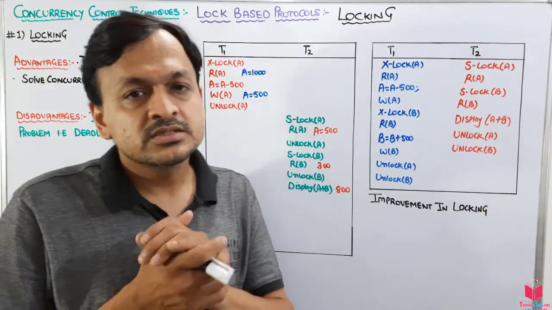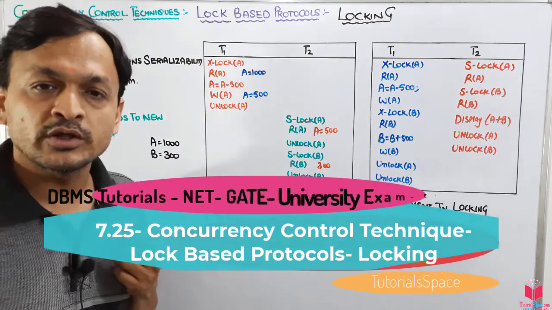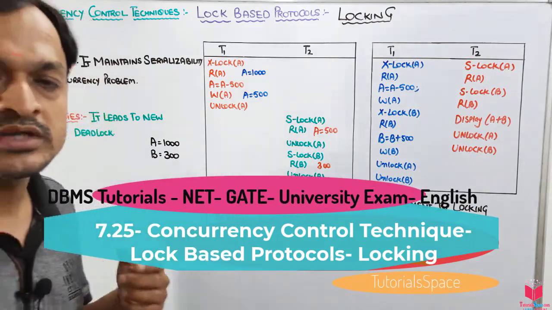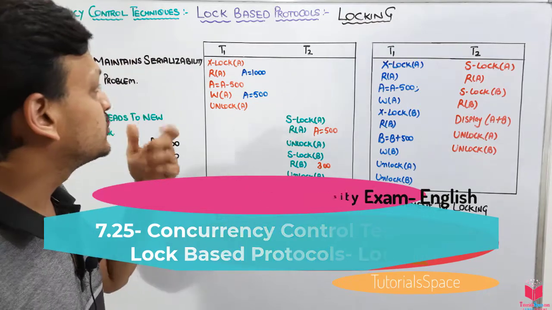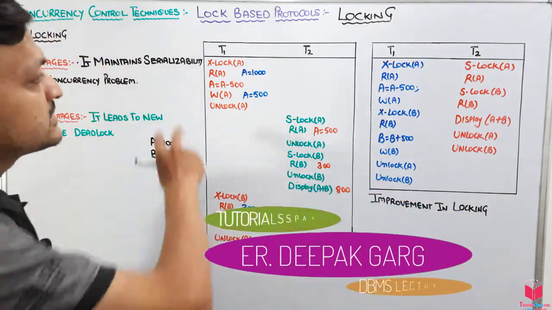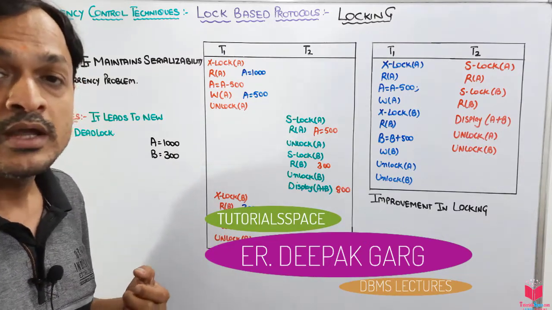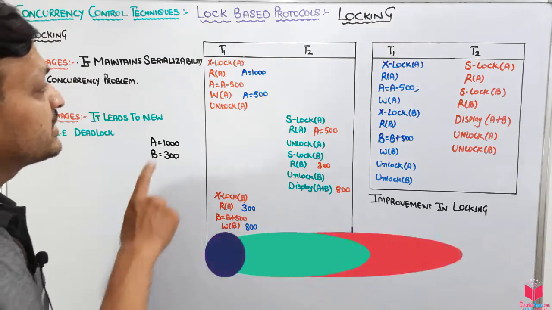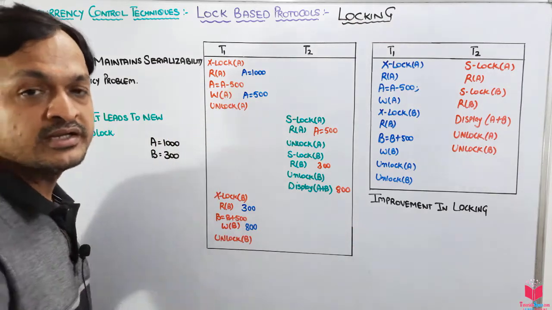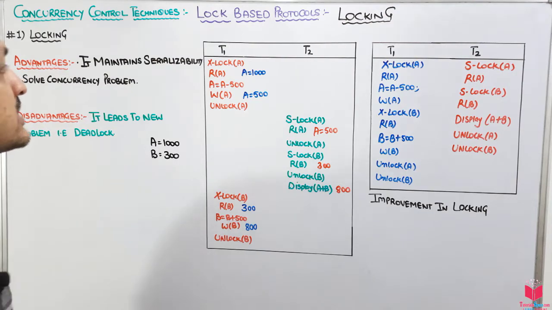Hello guys, today we will discuss the first type in the lock based protocol, which is locking. We have already discussed the two types of lock, which are exclusive lock and shared lock, so we will use those two locks here. This is a schedule in which we have two transactions, T1 and T2, transferring money from account A to account B, and the initial amount in A is 1000 and in B is 300. Okay, so let's see how.